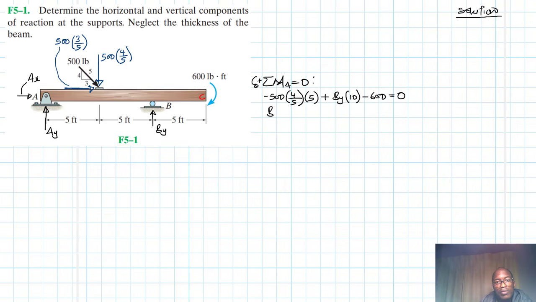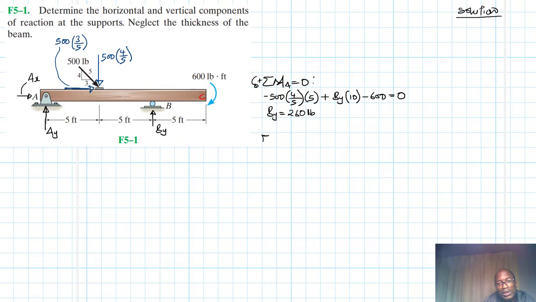Then finally we have our BY, which is just going to be equal to, what is our BY equal to? Minus 500 times 4 divided by 5 times 5, then minus 600, then divided by 10. So we'll have our BY equal to 260 pounds, like so.